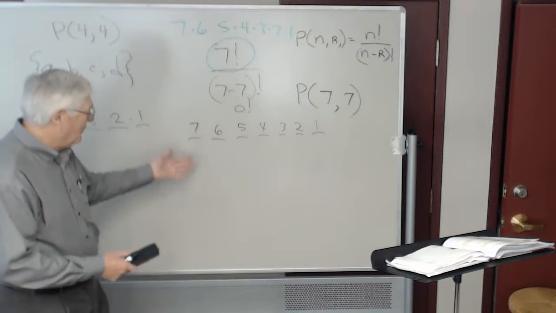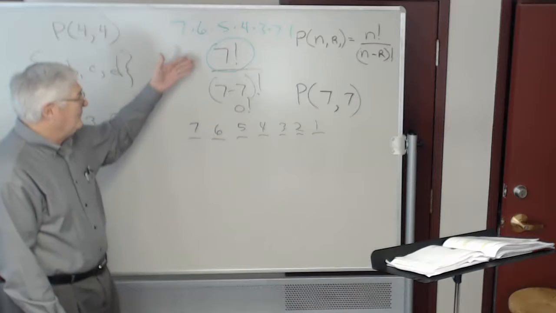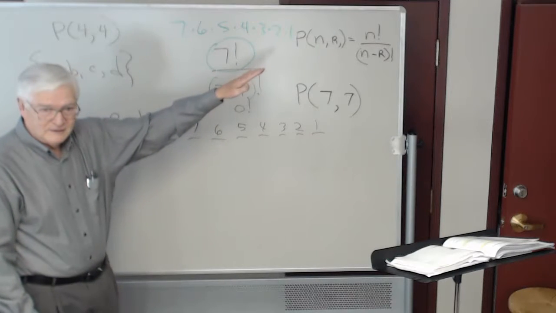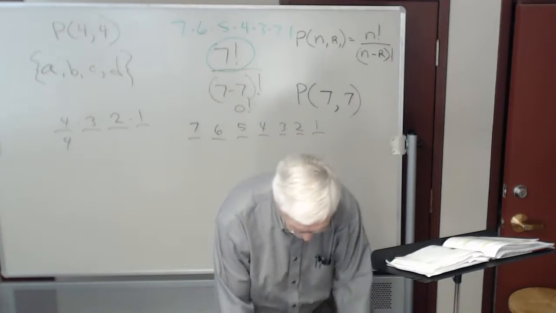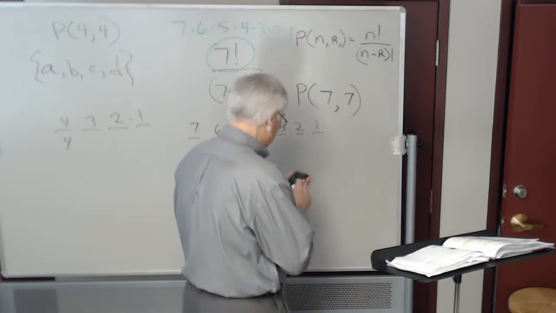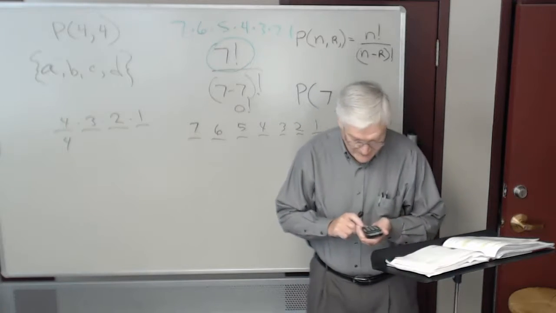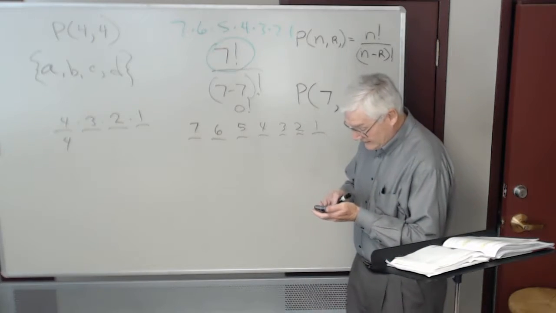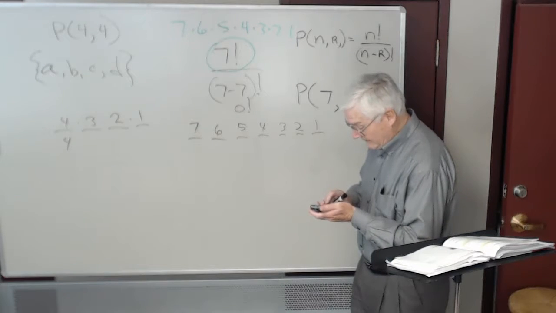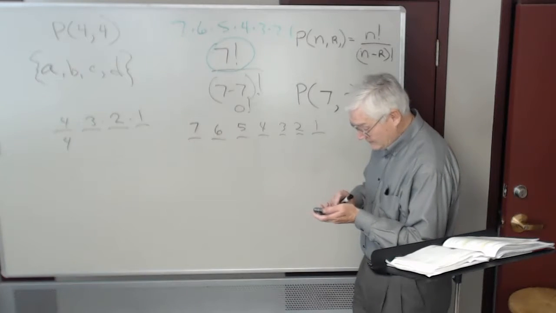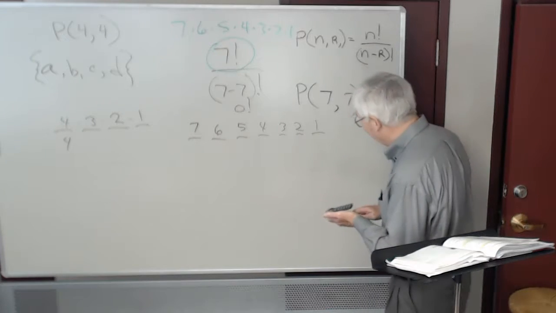So see here, I'm drawing a picture of people standing in line at the grocery store, and here I'm doing it using the formula. So you can see it both ways. Oh, by the way, what does that come out to be? 7 times 6 times 5 times 4 times 3 times 2 times 1 equals, what'd you get?